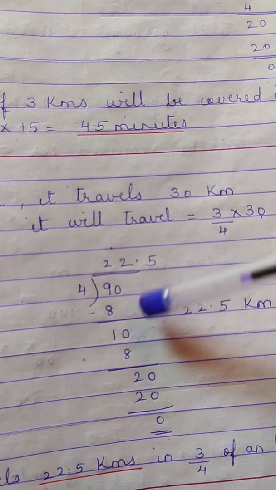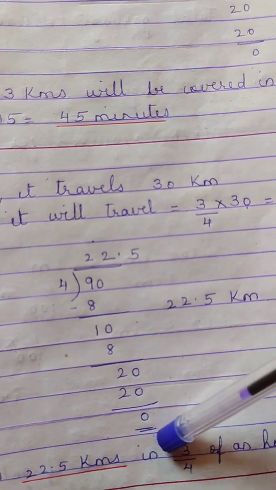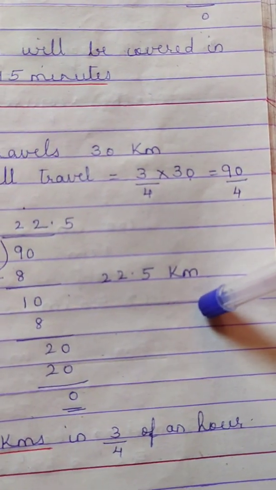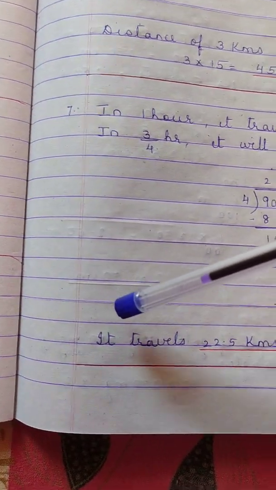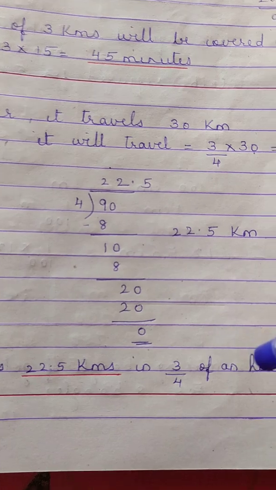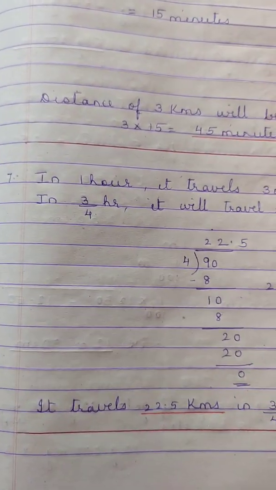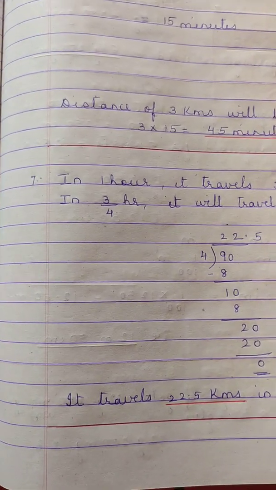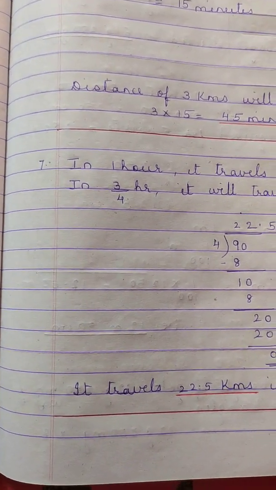Now I'll put a 0. So I have to put a decimal. 4 5s are 20. Subtract, 0. So my answer is 22.5 kilometers. So my final answer, I'll write, it travels 22.5 kilometers in 3/4 of an hour. So that's up to question number 7. The remaining questions of this exercise, I'll be doing in the next video.